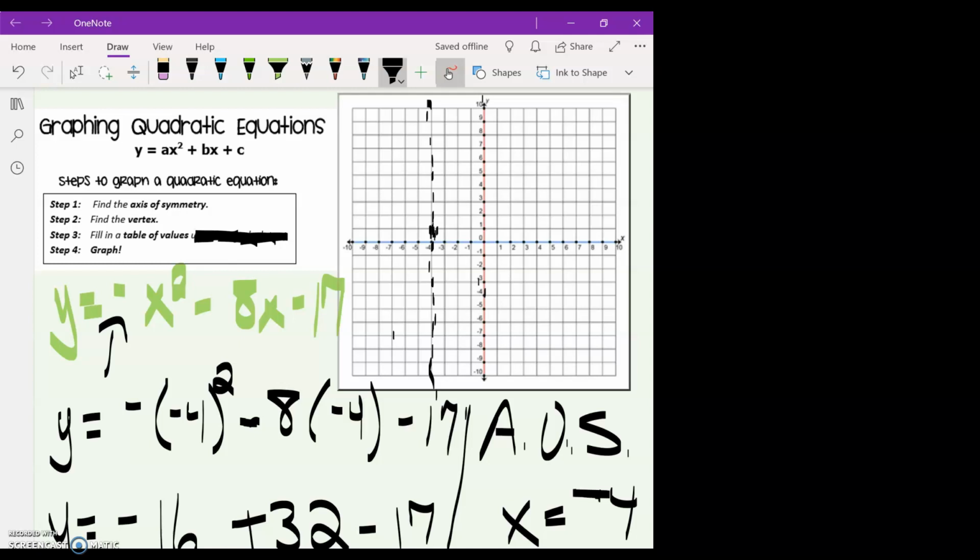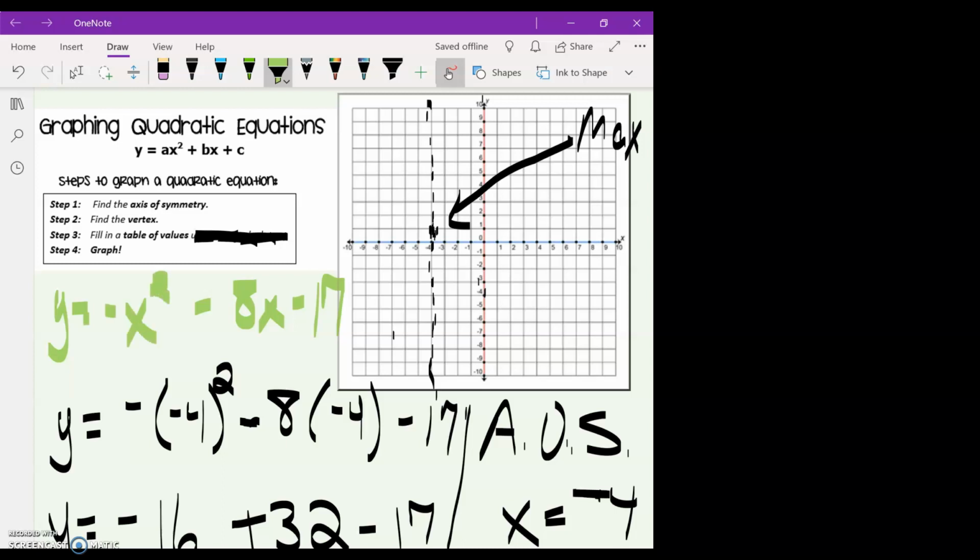Okay. Now, a here happens to be less than 0. A is less than 0. So that piece right there, that vertex, is a maximum. Okay, so we know that that's the highest point of the graph. The graph's not going to go any higher than that vertex piece. I did not mean to erase that. Y is equal to negative x squared minus 8x.